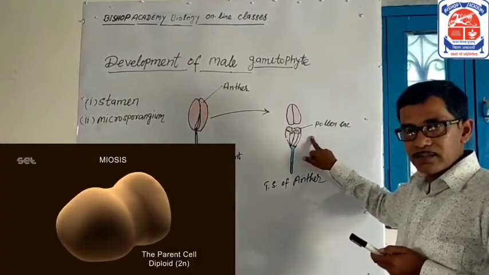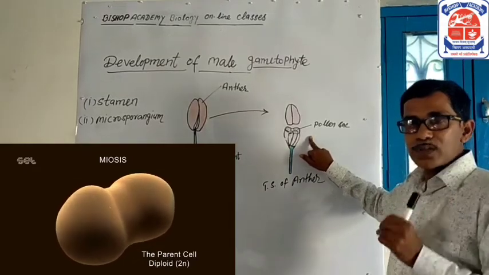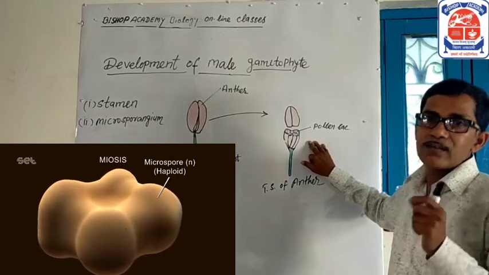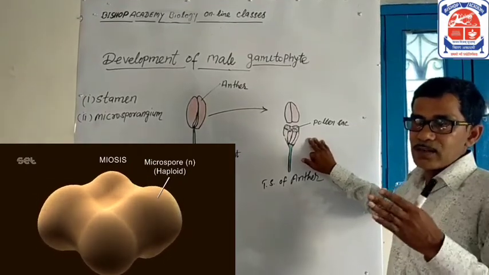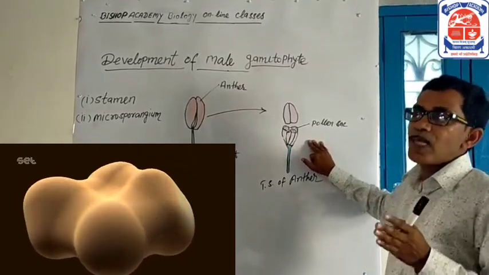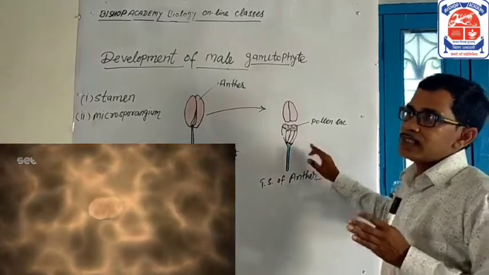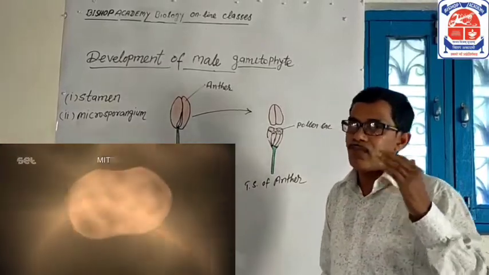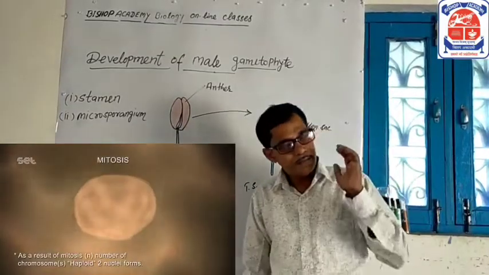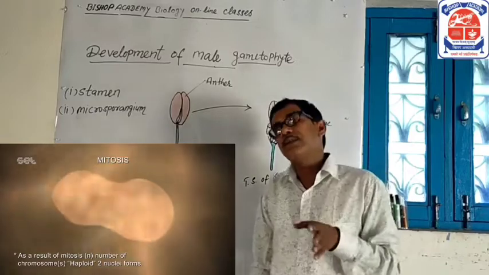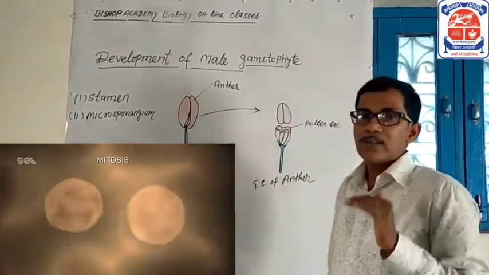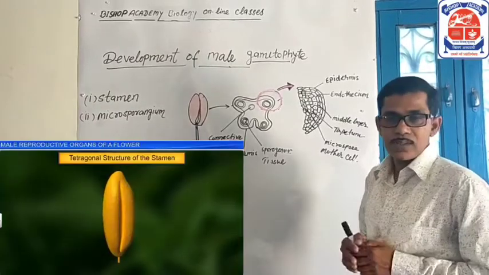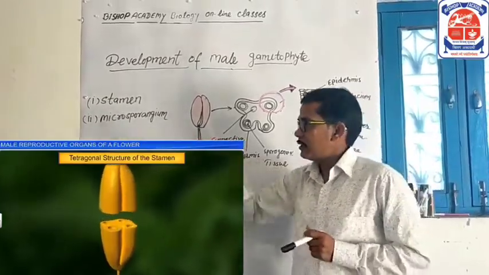Inside the pollen sacs, by the process of meiosis, male gametes, the pollen grains, are formed, which further participate in the process of reproduction. When the pollen grains are formed inside the anther, after maturing they are shed on the stigma. Now we will study the structure of microsporangia.